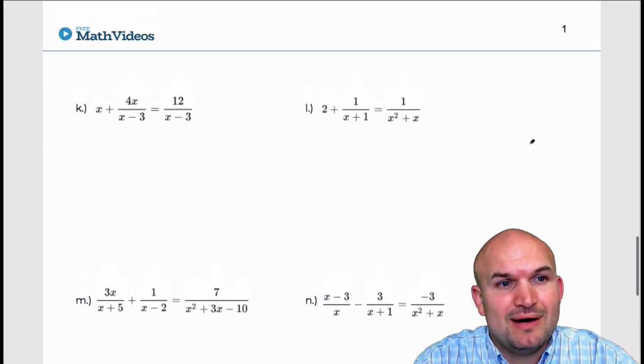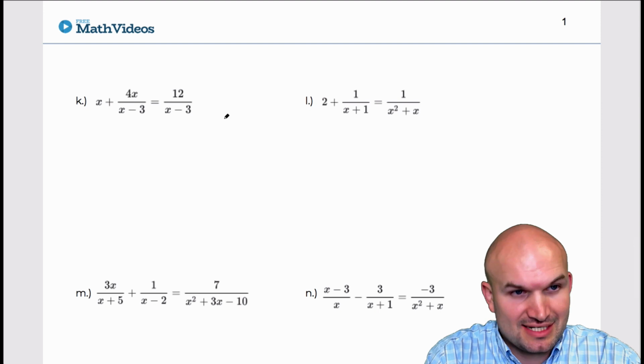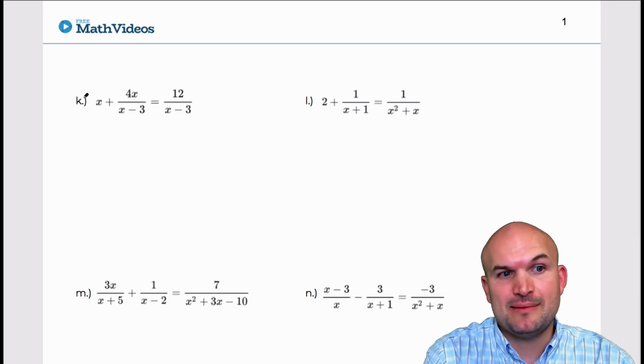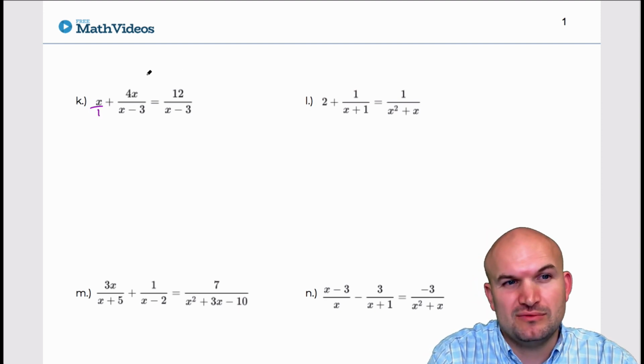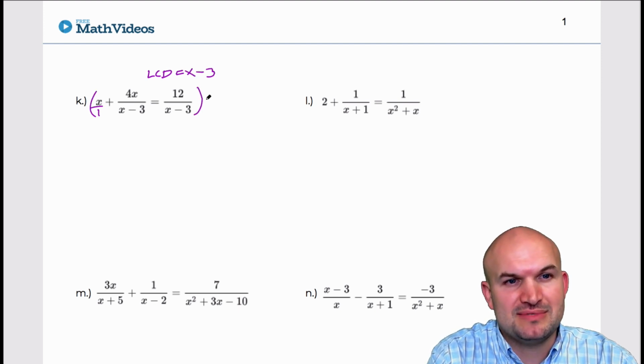Okay, so now on to the last section here. We're basically going to be following the exact same operations. In this one, you can see that our two denominators are the same, but over here we have a 1, right? So again, the LCD here is just x minus 3. Multiply everything times the x minus 3.